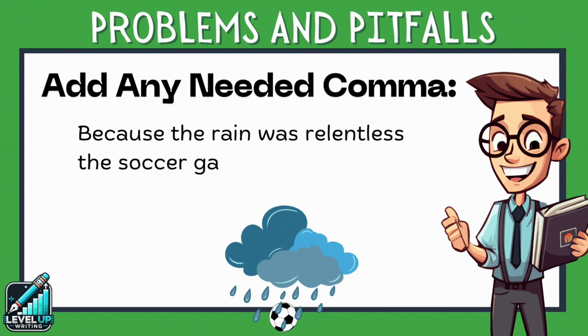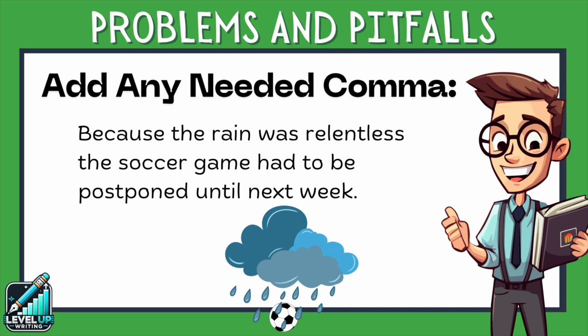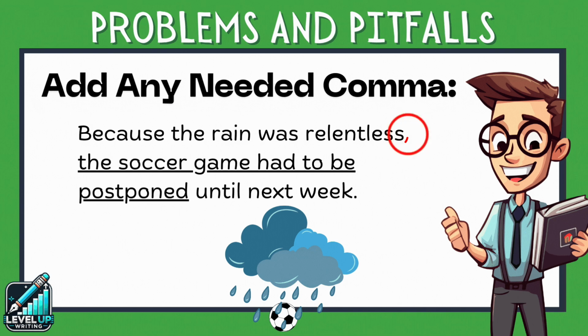Because the rain was relentless, the soccer game had to be postponed until next week. Your main clause is the soccer game had to be postponed. That's the smallest group of words needed to be a sentence, right? So, the introductory clause, because the rain was relentless, gets a comma.